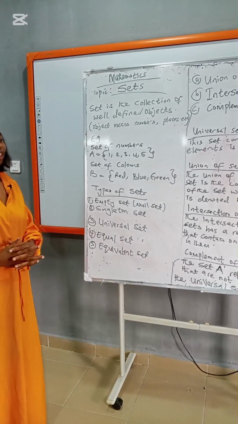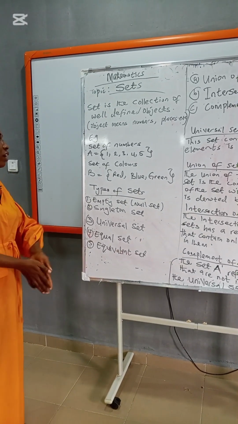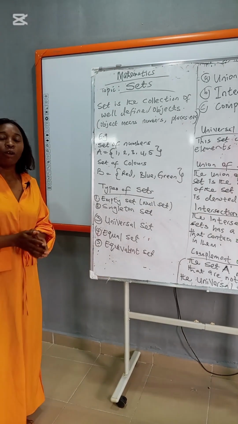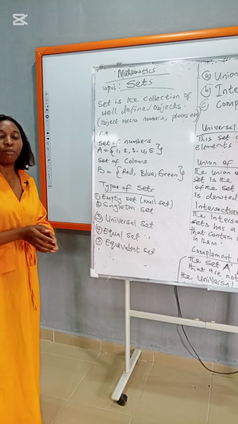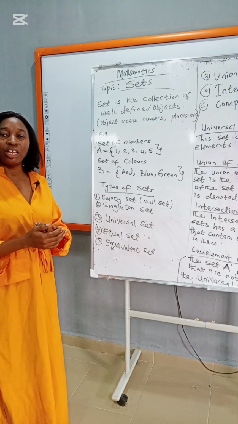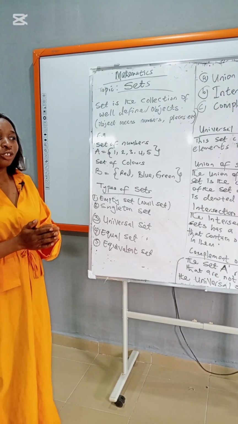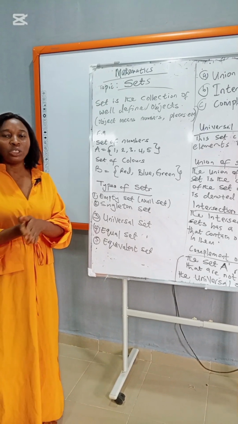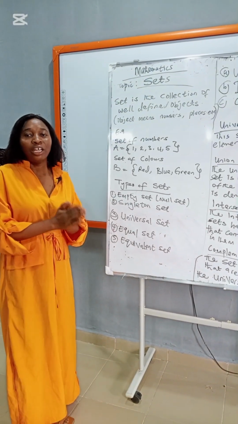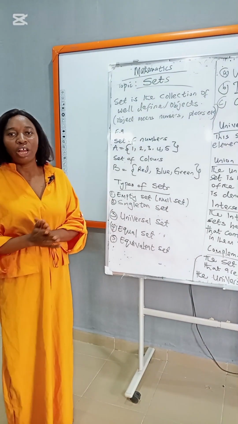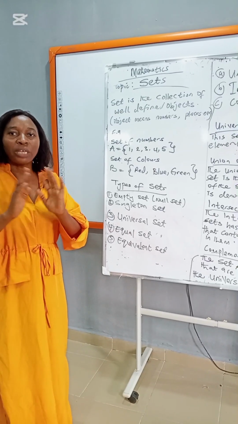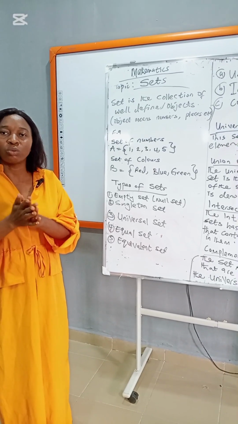The collection of well-defined objects. When we say objects, these objects can be numbers, can be places, can be alphabets. But they should be well defined. When you say set of numbers, then it should be numbers only. And when you say alphabet, it should just be alphabet because it's well defined.